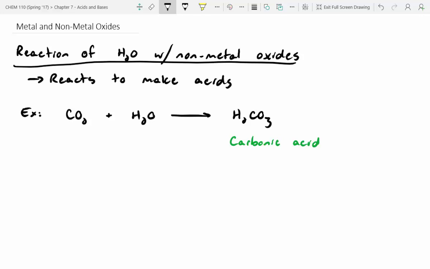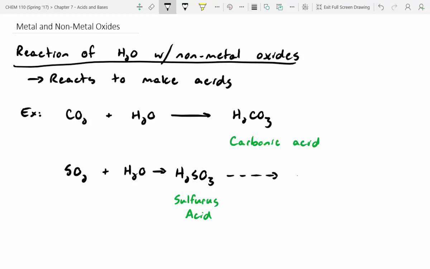There's also another good example of SO2, sulfur dioxide, where that reacts with water. And you'll actually get two different acids that really quickly interconvert. The first one that you get is H2SO3. This is called sulfurous acid. And then the next one that we get, I'm just going to do a dashed arrow, we're not going to get into this mechanism, is this will interconvert to sulfuric acid.